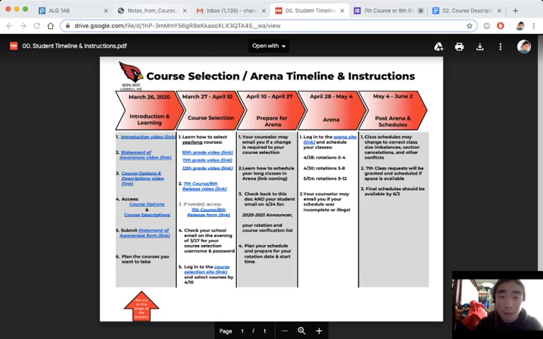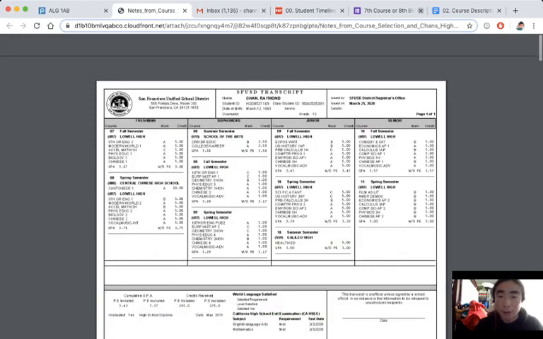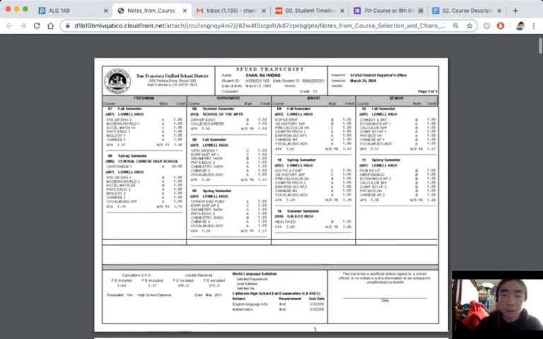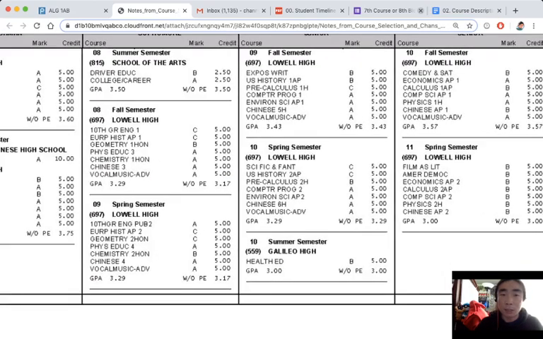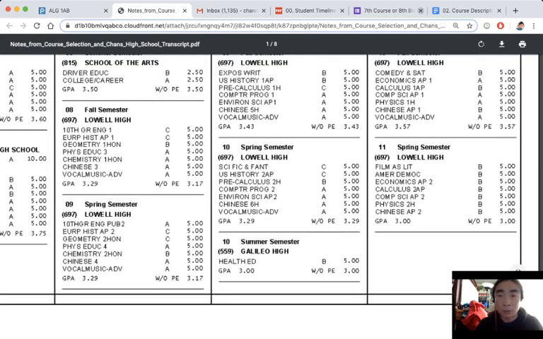So if you look at my transcript, which I shared on Wednesday, my sophomore year I just took one AP class, AP Euro. Junior year, I took two AP classes. And senior year, I took one, two, three, four AP classes.